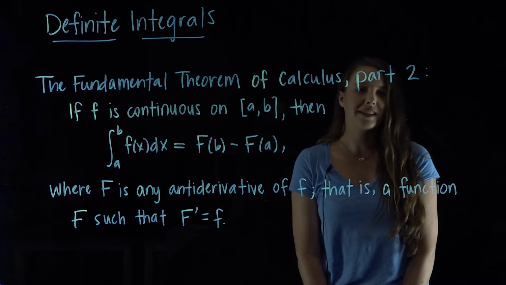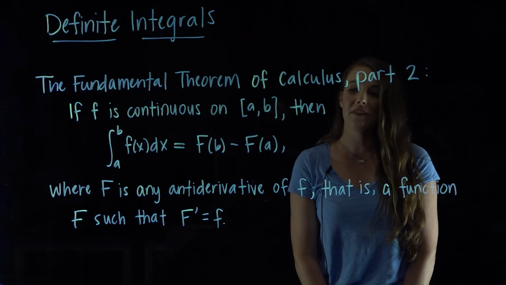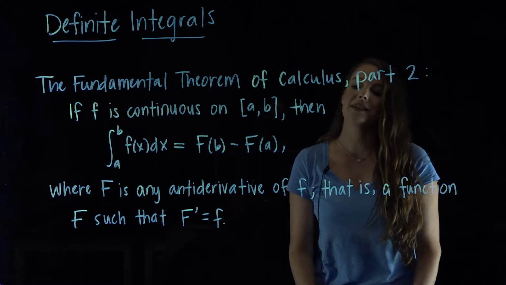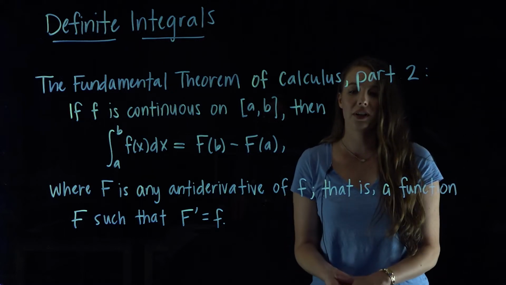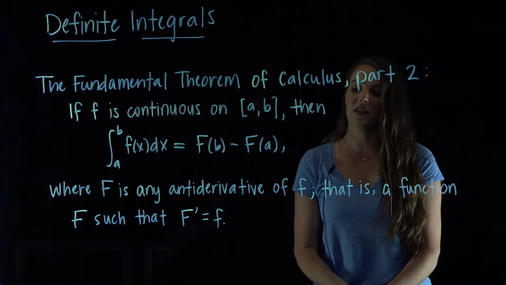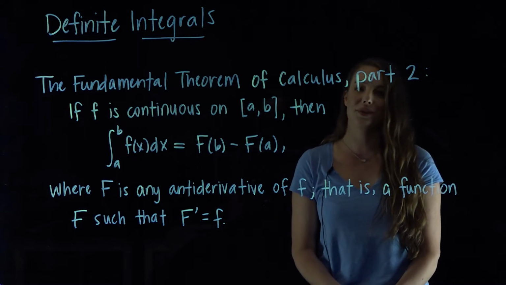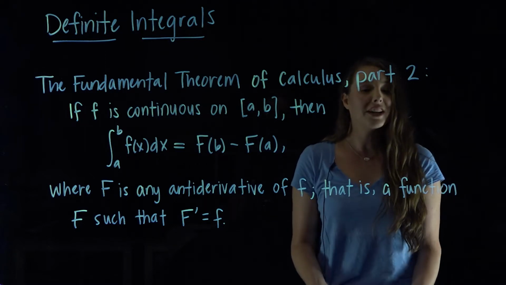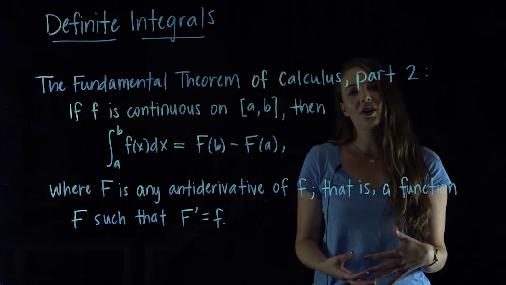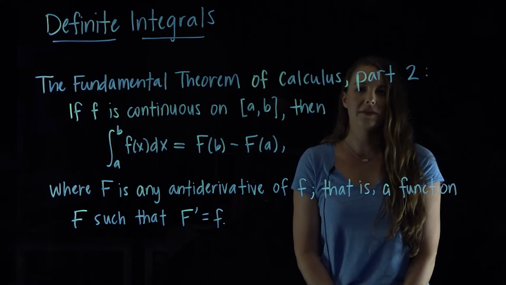to b of f of x dx is equal to capital F of b minus capital F of a, where capital F is any antiderivative of lowercase f. In other words, capital F is a function such that capital F prime is equal to lowercase f. Geometrically, the definite integral represents the area underneath the curve of f provided that f is positive.